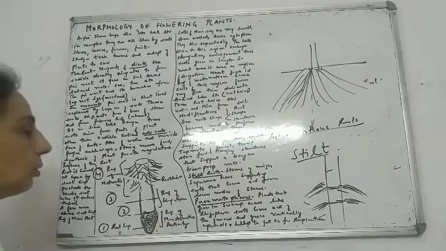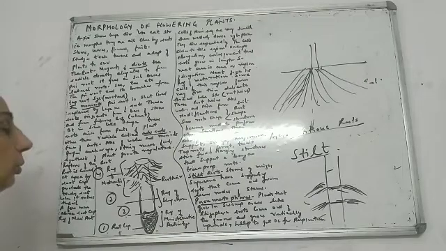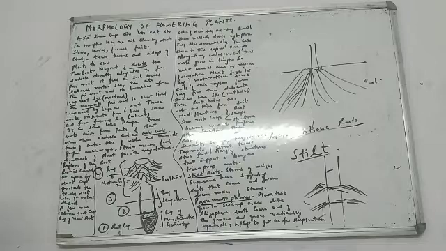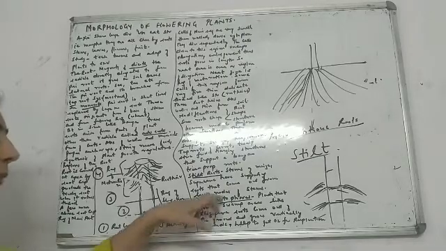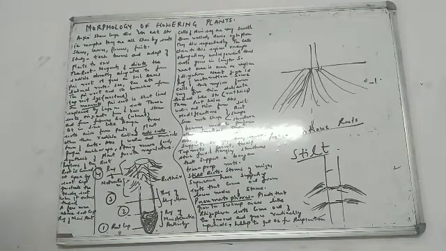The last term in roots is pneumatophore. P-N-E-U-M-A-T-O-P-H-O-R-E-S. Pneumatophores. See beta, plants which grow in swampy areas like Rhizophora. We are talking about those plants which grow in swampy areas like Rhizophora.